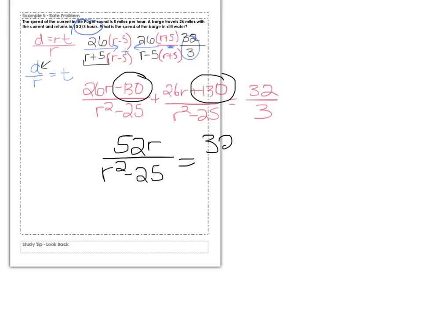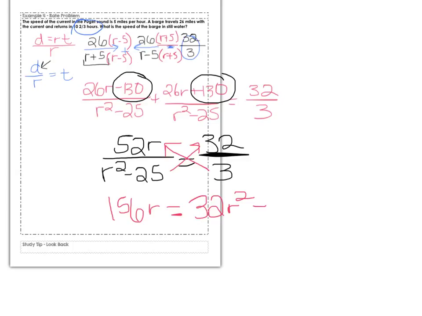So now I have a proportion. This is where I completely differ from the method of the text. So I'm just going to cross multiply. Got my proportion here. So I'm going to have 52 and I'm going to multiply that by 3, and I'm going to get 156r over here. And then over here I'm going to end up with, oh no, 32 times negative 25. That's what I'm most afraid of, aren't you? I end up with 32r squared, and 32 times negative 25 just gets me negative 800, okay?